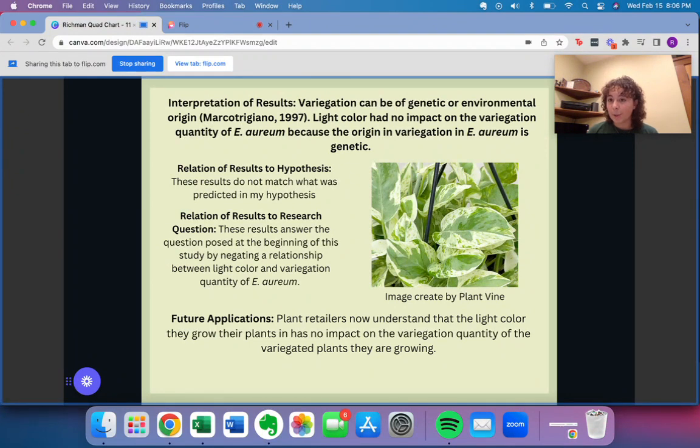It is also important that this study is conducted in larger groups with more variegated plants because this is just one plant and this is just one period of time. And to really have a correct interpretation of how light color impacts variegation quantity, we must do this study on a bigger scale and with many, many more plants. But this is a great start.